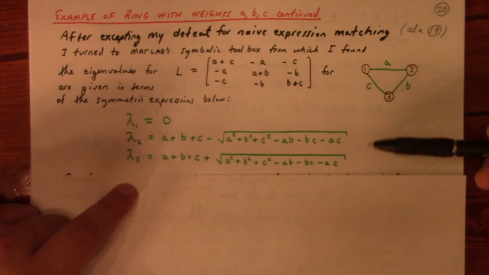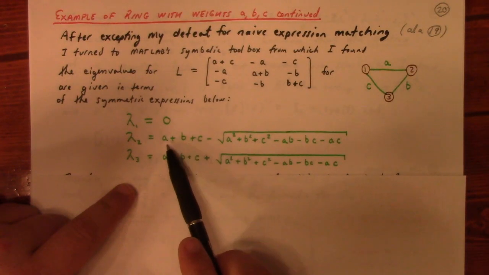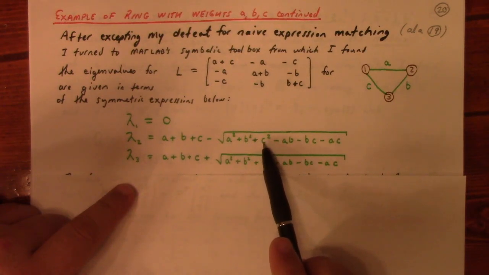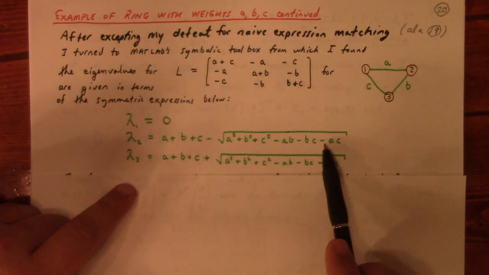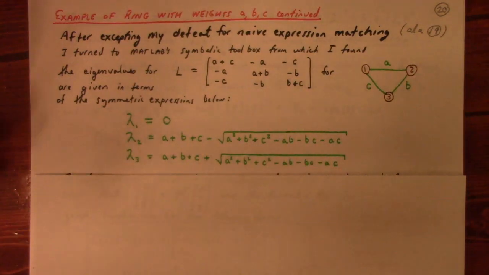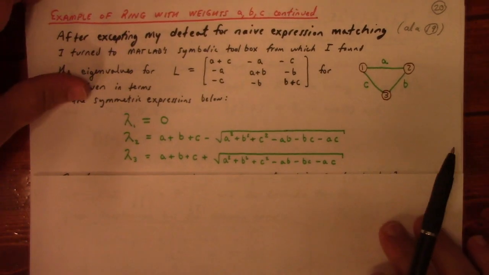And that is borne out in these formulas down here. As you can see, A plus B plus C, A and B and C are appearing symmetrically. And in here, A squared, B squared, C squared, again, that symmetry between A, B, and C. And we have the product of any two of A, B, and C here. This has to do with those symmetric polynomials. But anyway, there you go. There's stone cold formulas for the eigenvalues of this ring graph.